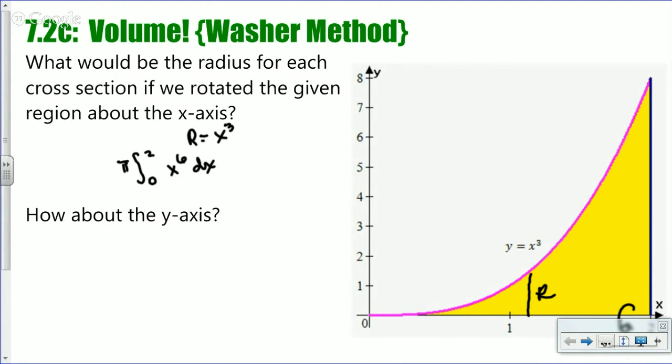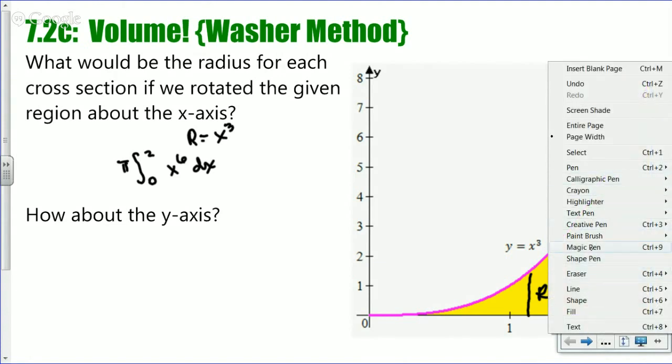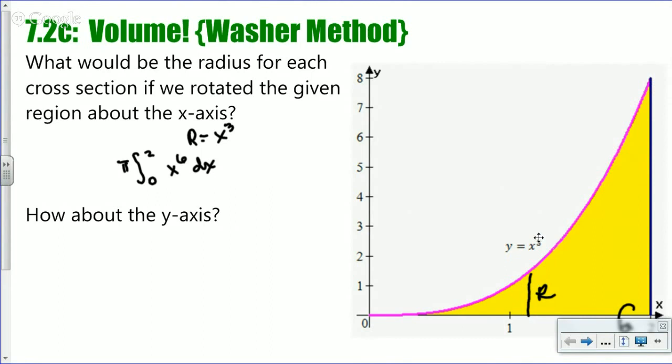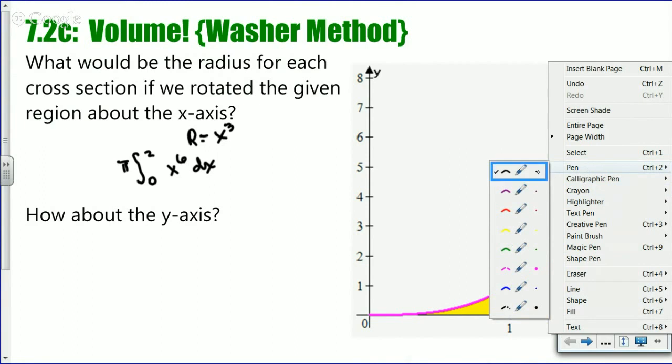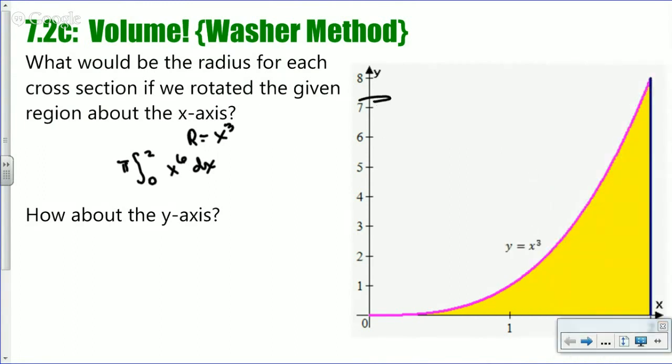Okay. Now, what if instead I wanted to revolve this yellow region about the y-axis? Okay, let's take a look at that. So now I want to revolve about the y-axis. I always have to go from my axis of revolution perpendicular to my region. Now, if I selected this as my radius, I'm not rotating that yellow region, am I? I'm rotating all this empty space.